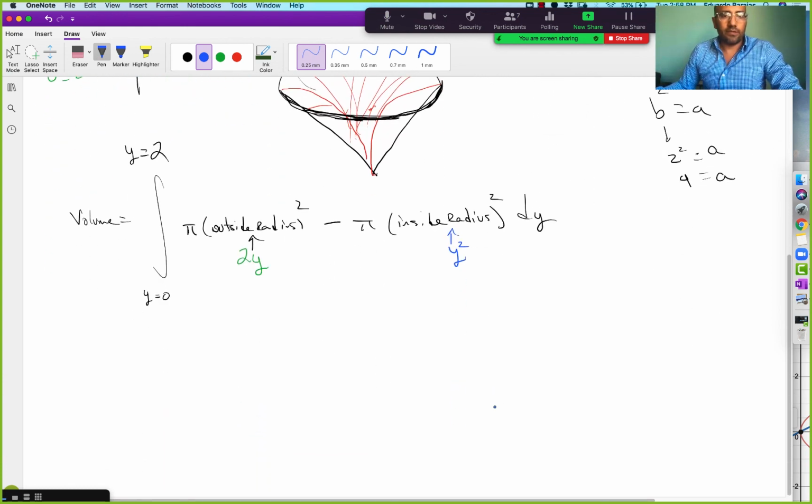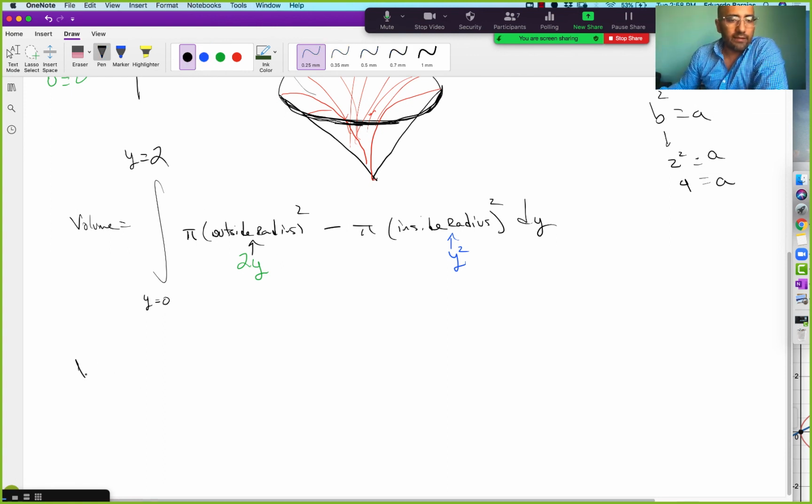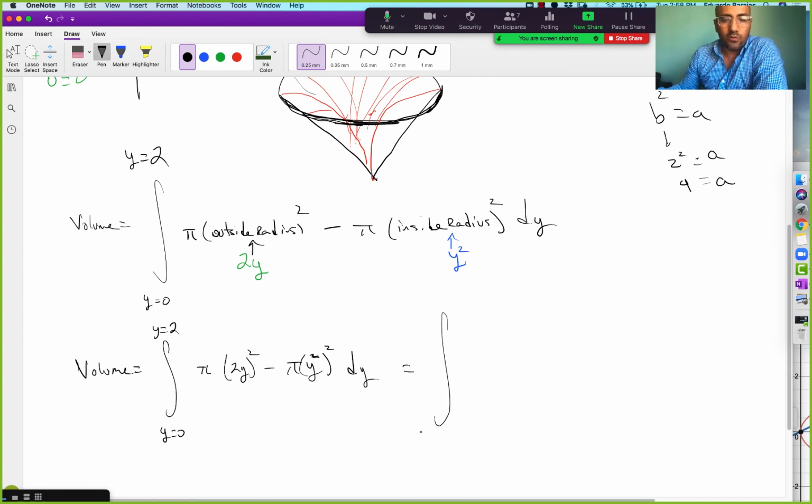Good. All right, so let me simplify that. The volume is going to be the integral as y ranges from 0 up to 2 of pi times (2y) squared minus pi times (y squared) squared, all dy, which is equal to the integral as y ranges from 0 to 2 of pi times 4 times y squared minus pi times y to the 4th dy.